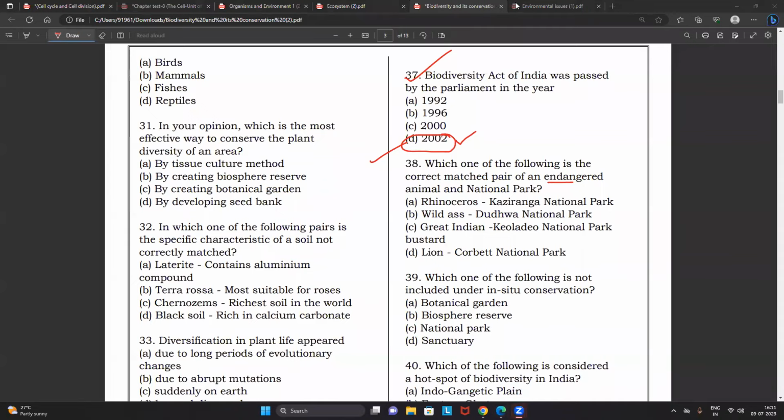Super fast, everyone. So wild ass, it is wrong. Great Indian, this is also wrong. Great Indian bustard. Lion also wrong. Jim Corbett. Rhino, Kaziranga National Park, Assam.